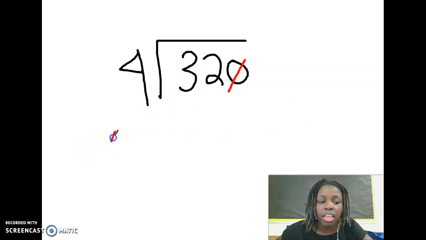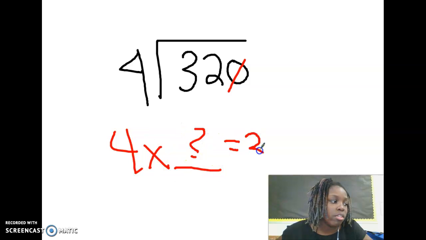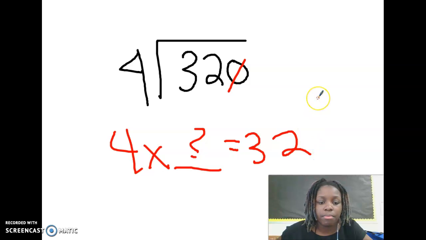Or you can say 4 times what equals 32? Great, 8. So my answer would be 8 here. But I'm missing something. What was I missing? Great, I'm missing my 0. Remember, I hid my 0? Bring my 0 back. So 80 would be my answer.